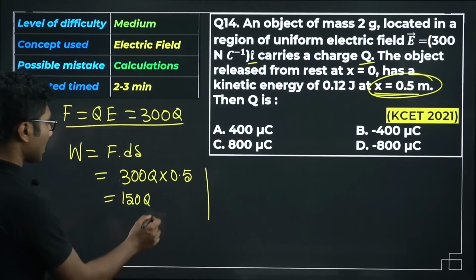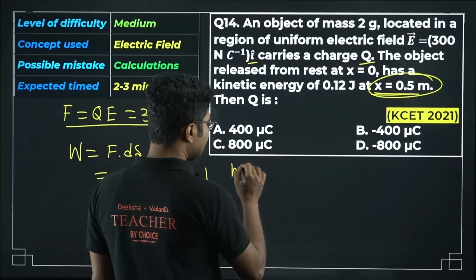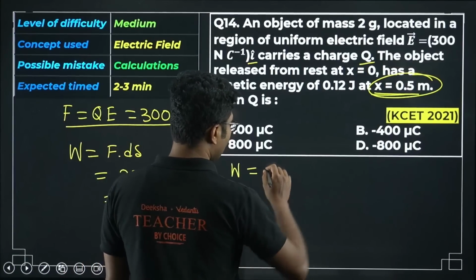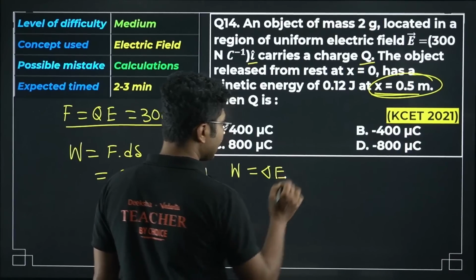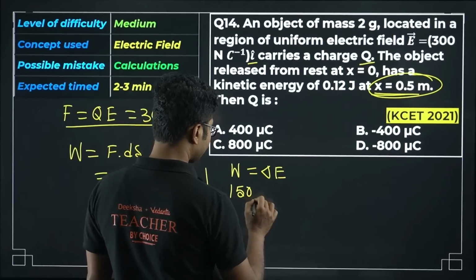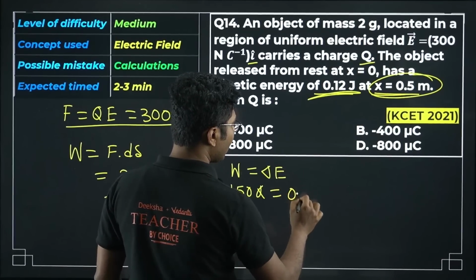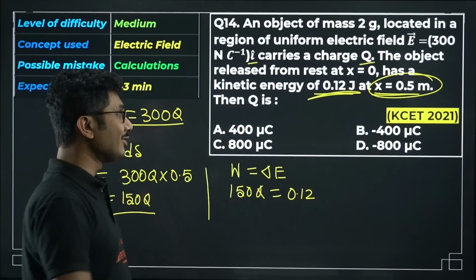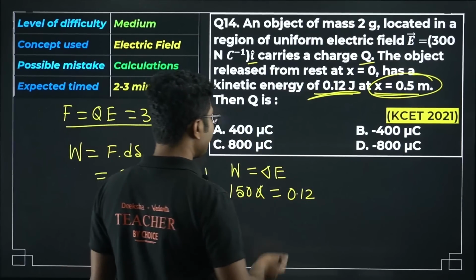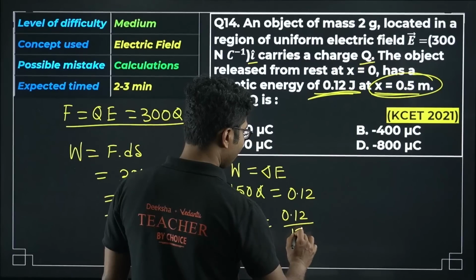So now this is the work done. Now work energy theorem says that whatever is the work done, that should be the change in the kinetic energy. So we'll put the same work done, that is 150 Q, equals to the kinetic energy, which is given as 0.12. Initial kinetic energy was 0 starting from rest, final kinetic energy is 0.12. So this is the relation that we are going to use in this case. So Q is basically 0.12 divided by 150.